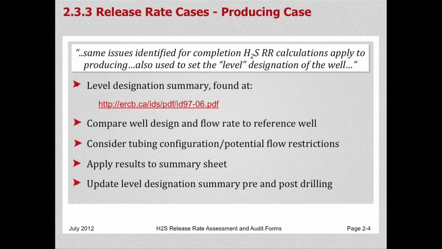Speaking to the producing case, really what you've done in your completions should reflect your producing pretty closely, but it is important that you are considering flow restrictions. So in a completion scenario, whatever you considered for your potential release rate should be your producing. But if you are considering flow up tubing or you have a packer in place, that will affect, of course, your potential flow rate. So consider that.